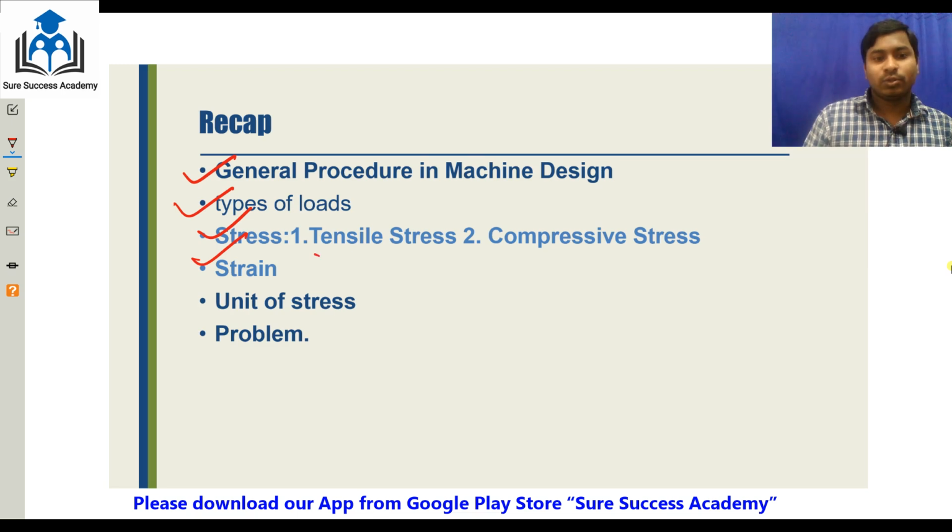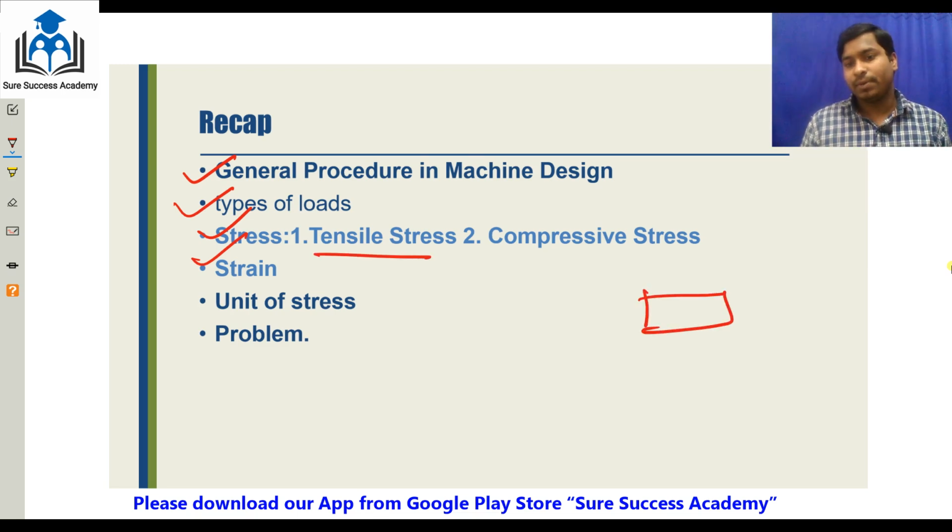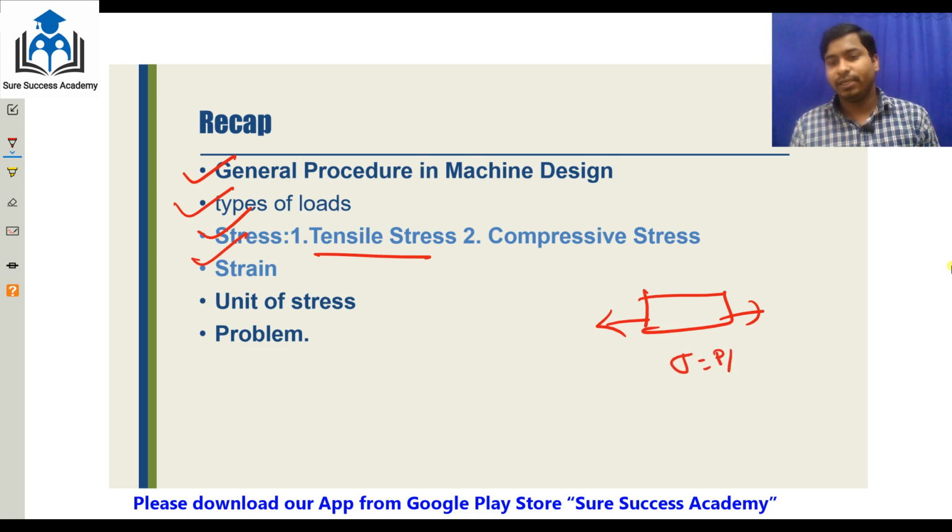We also know the tensile stresses. When a load is applied on a body, it elongates. The stress developed in such a bar is called tensile stress. Tensile stress is equal to P by A, where P is in Newtons and area is in mm square. Newton per mm square is the unit of stress.